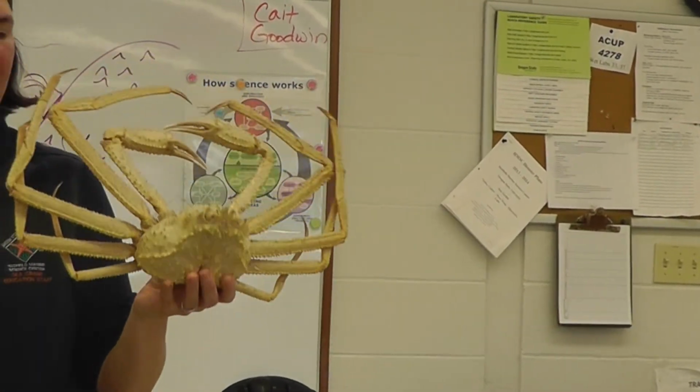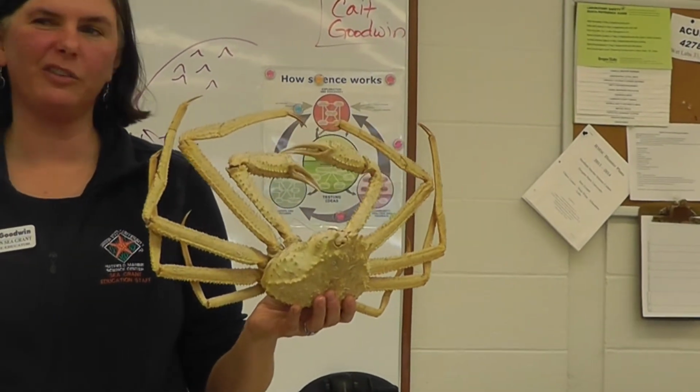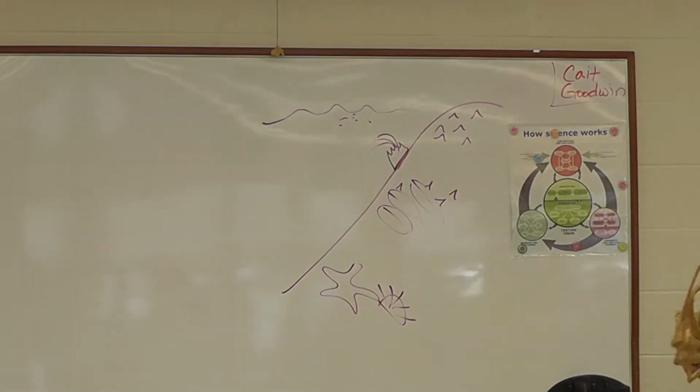Yeah, this is a tanner crab, and sometimes in the market it's called snow crab. I think though there's a snow crab that's separate from a tanner crab, and they just call them all snow crab in the marketplace. So, let's see.